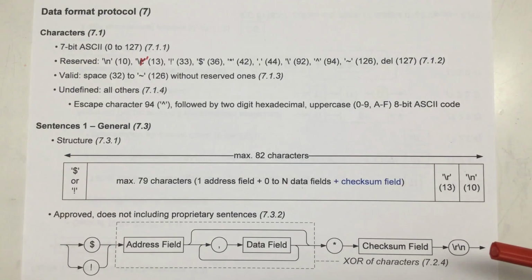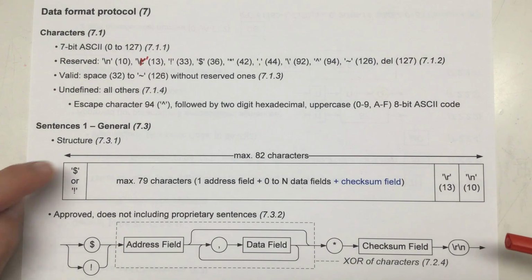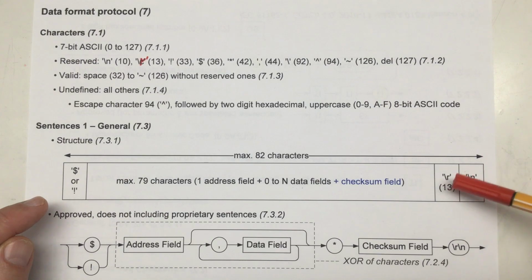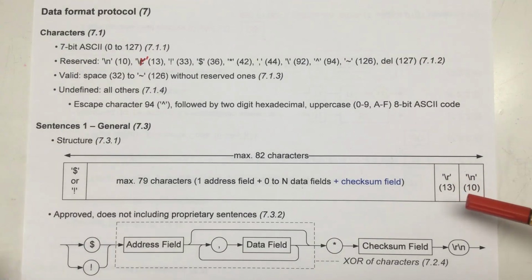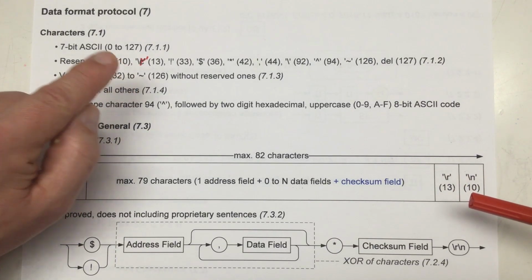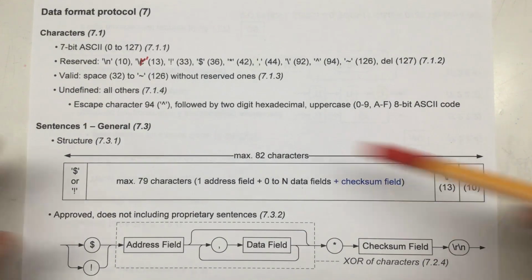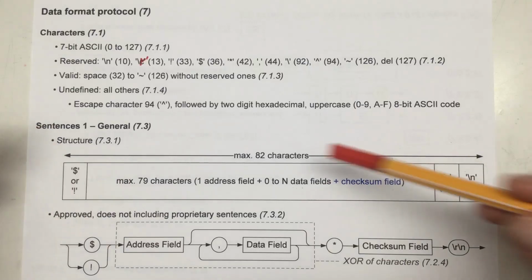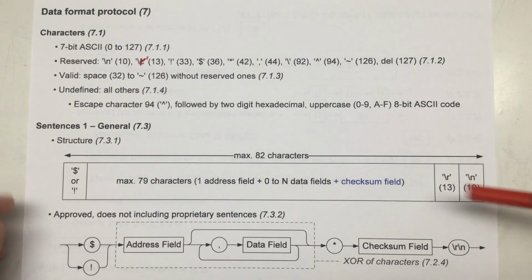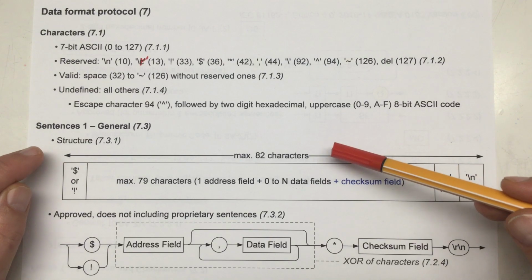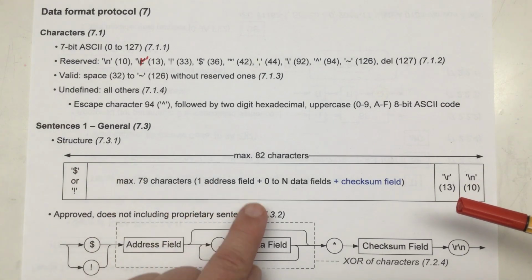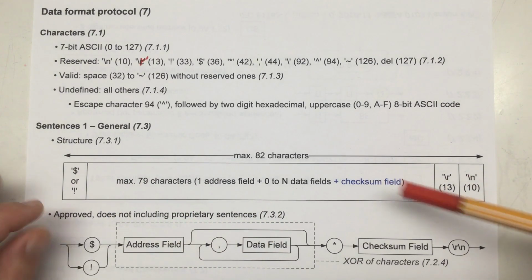The general structure of a sentence looks like that. It starts with a dollar or an exclamation mark, so yeah, a reserved character, and it ends with a carriage return and new line, reserved characters again. Sorry, first errata, that was of course \r, not \c. In between we have a maximum of 79 characters, and that brings the maximum length of a sentence to a total of 82 characters.